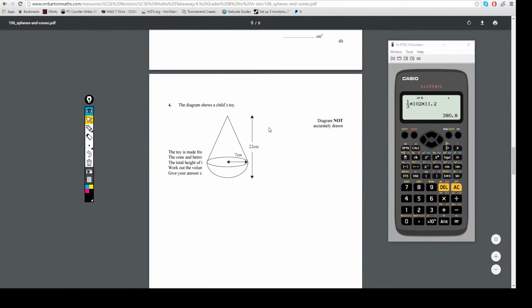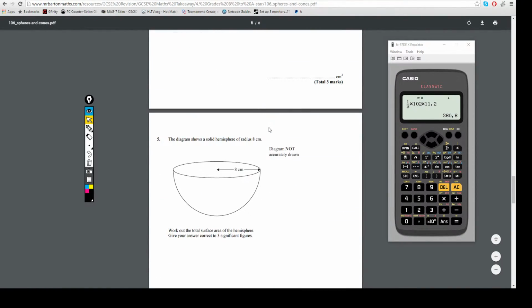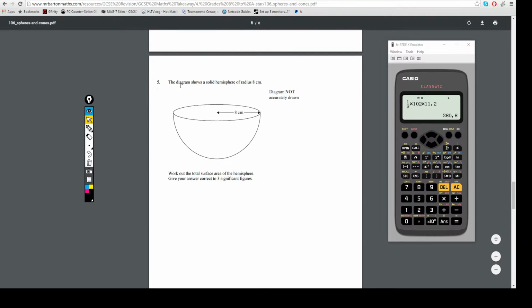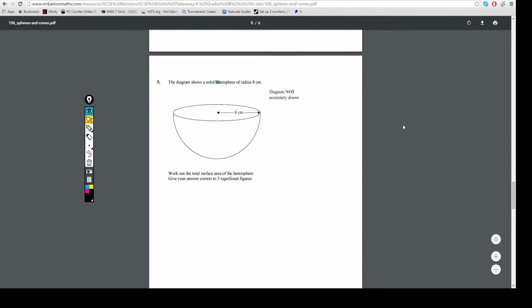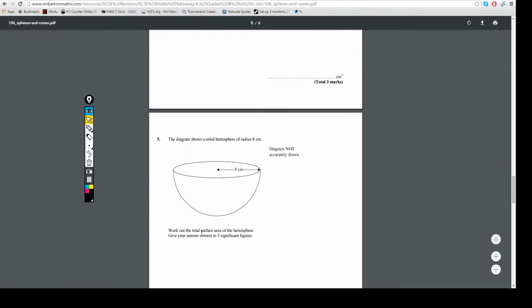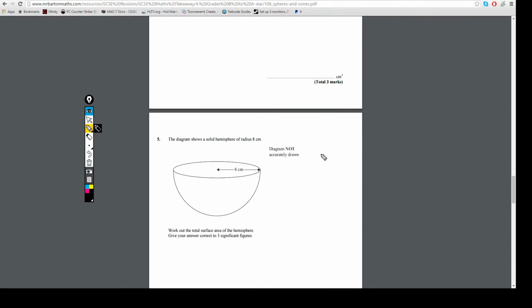Let me find a sphere. Here we are. The diagram shows a solid hemisphere. I'll do a hemisphere with a radius of 8 centimeters. Work out the total surface area of the hemisphere. So what we're going to have to do in a hemisphere, there's 4 pi r squared is the formula, which is given on your formula sheet, I believe. So we're going to do that right now.